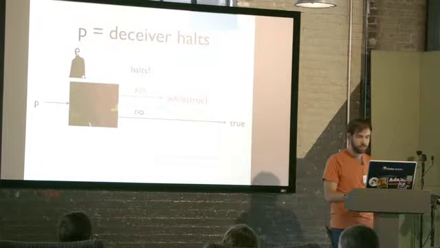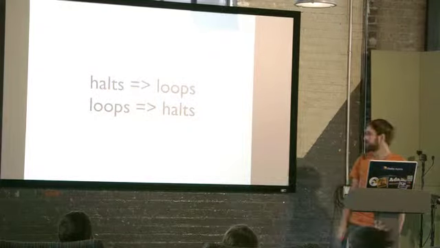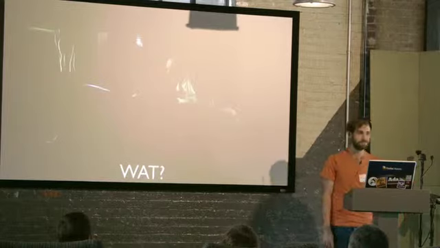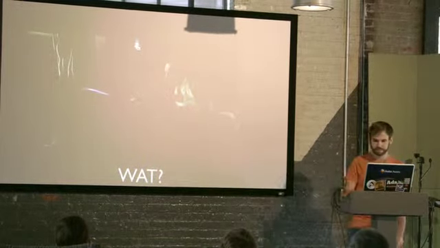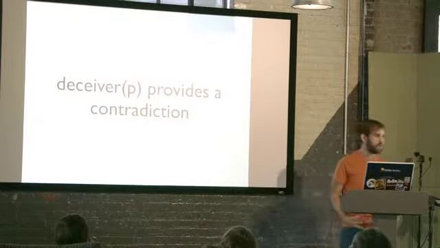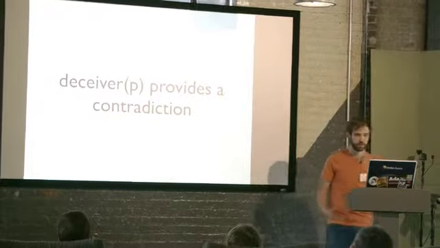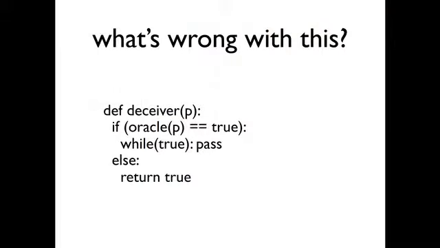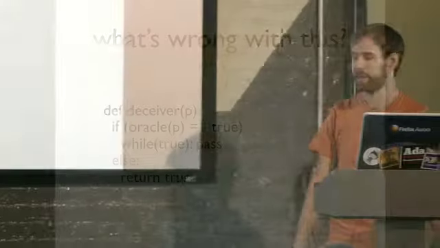So what did I just say? Well, what the Deceiver does is it provides the contradiction. So there's something wrong here, because we don't write programs that make contradictions. So what's wrong here? Oh, by the way, this is written in Python for all you wonderful Python people here.